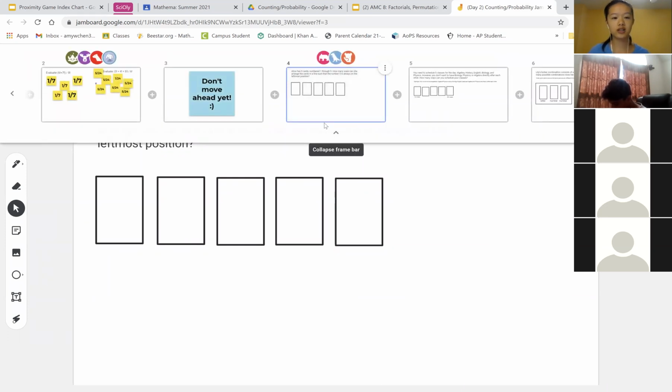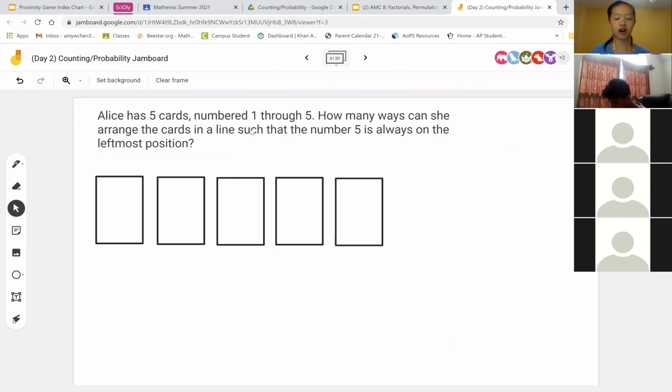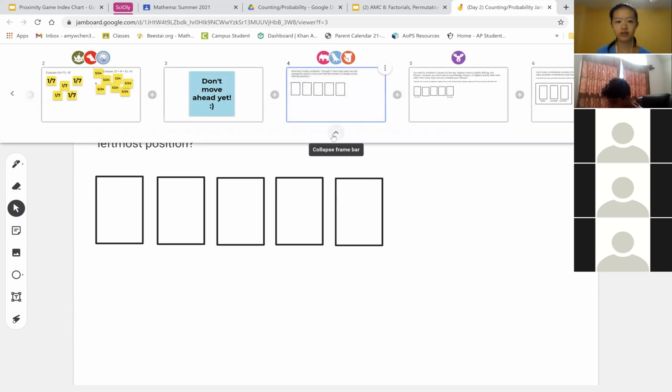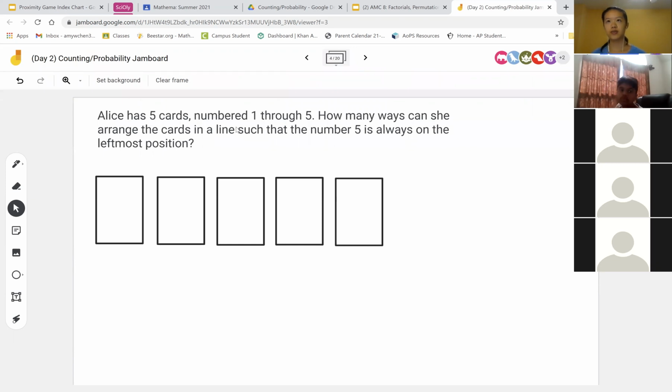Okay, we are on slide number 4, where it says Alice has 5 cards numbered 1 through 5. How many ways can she arrange the cards in a line such that the number 5 is always in the leftmost position? Try to solve this problem, and once you get your answer, put your answer on the slide.